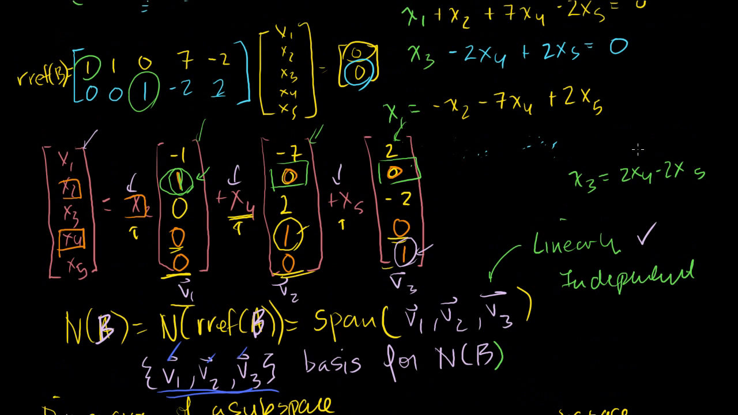This was a non-pivot column. That's a non-pivot column. That's a non-pivot column. And they're associated with the free variables x2, x4, and x5. So the nullity of a matrix is essentially the number of non-pivot columns in the reduced row echelon form of that matrix.